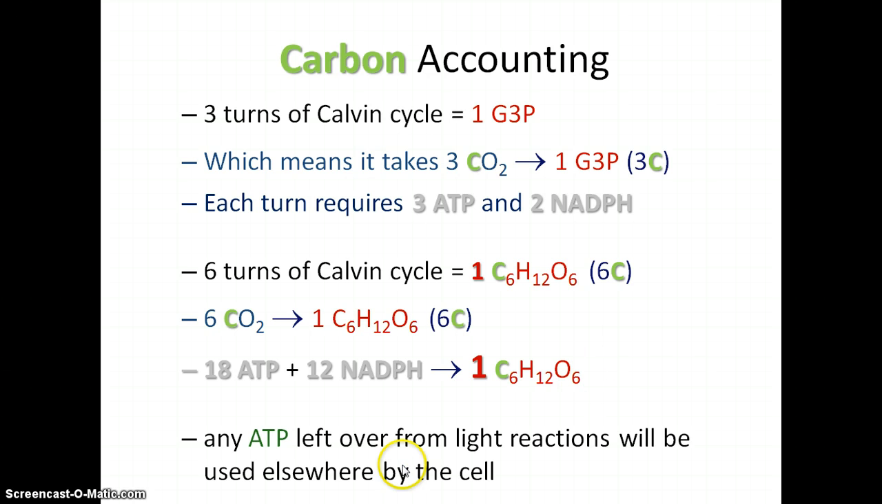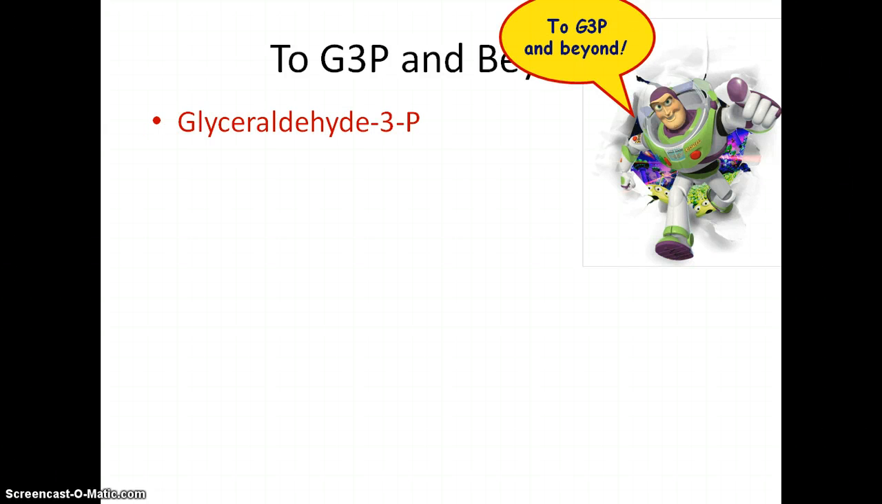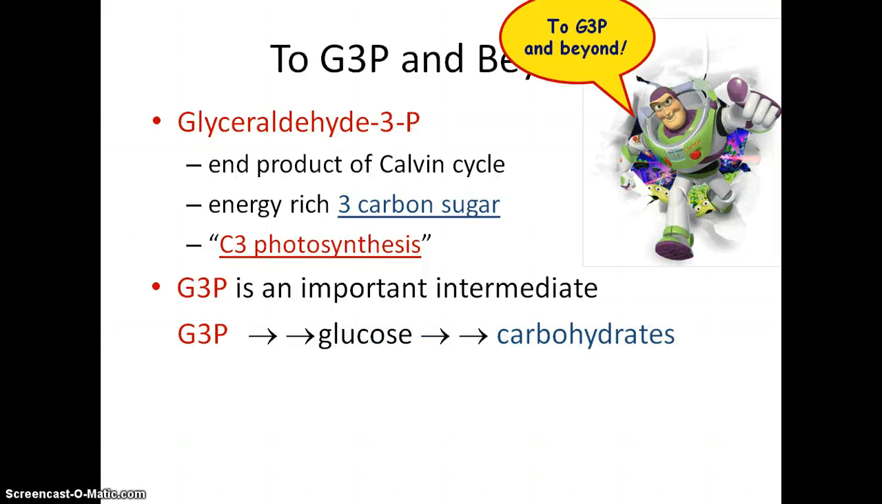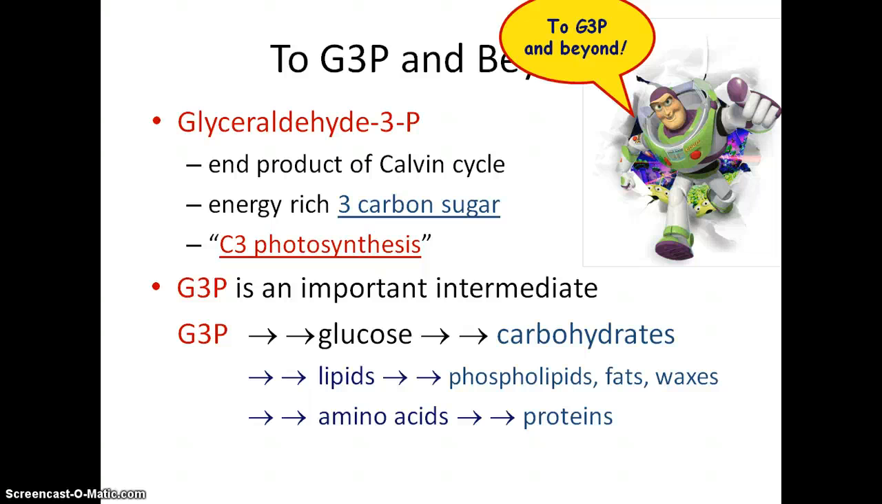At the end of the reactions, if there is any ATP left over from the light reactions that's not being used by the Calvin cycle, those are going to be used by other parts of the plant cell. So to G3P and beyond, what this is really pointing out is that the 3-carbon G3P, or 3-carbon carbohydrate, is a very energy-rich 3-carbon sugar. And it also is an important intermediate molecule that can go on to make all sorts of different biomolecules.